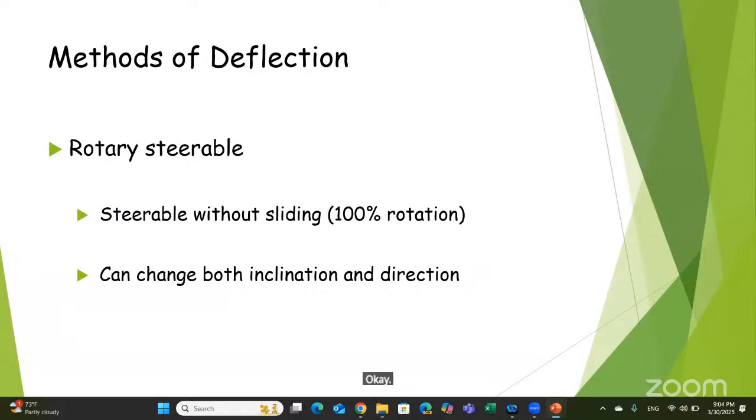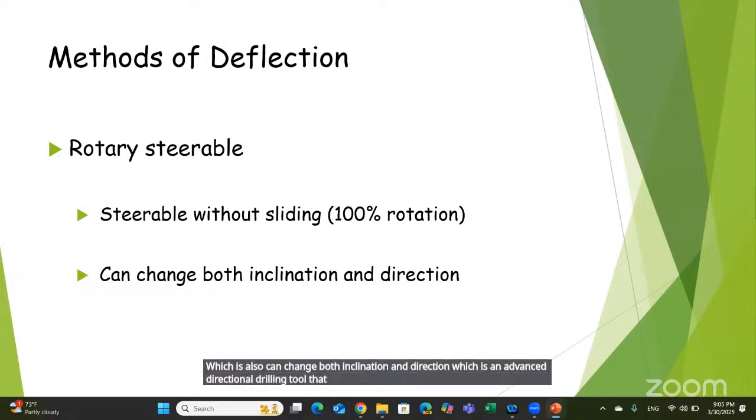Also for the rotary steerable, which is steerable without sliding, it can change both inclination and direction. It is an advanced directional drilling tool that enables continuous rotation of the drill string while steering the wellbore in real time.